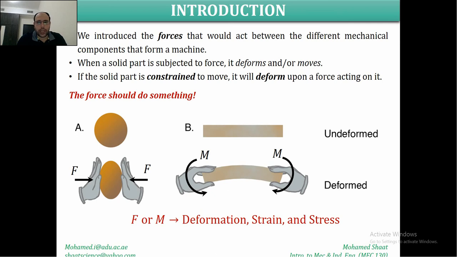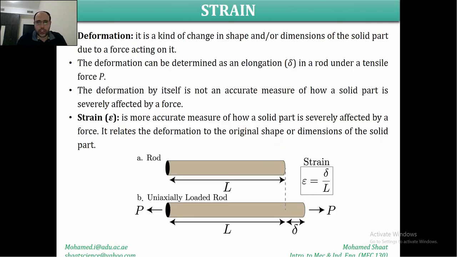So over the previous two videos, we were discussing the stresses, and the difference between the deformation, the strain, and the stress. And we said that the deformation is not that accurate a measure to investigate how much a material is severely affected by an applied force. We said that the strain is more accurate than deformation. Also, we discussed that the strain by itself is not that accurate. It is more accurate than deformation, but there is another more accurate measure, which is the stress.